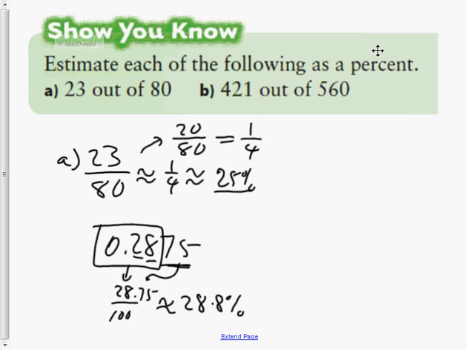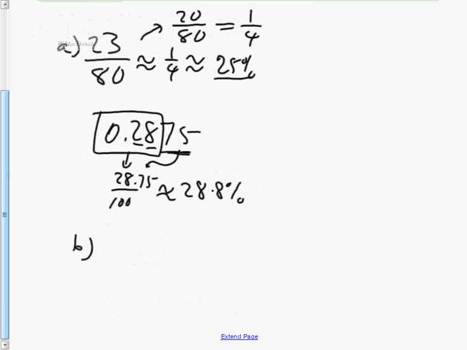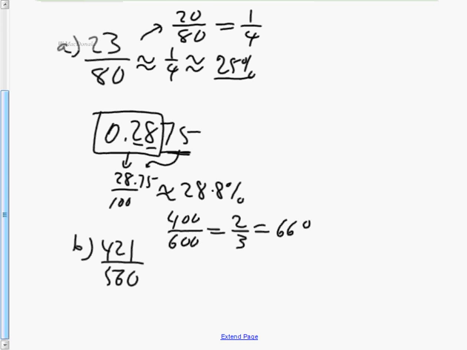The next one says 421 out of 560. So B is 421 out of 560. For this one, I'm going to make it 400 out of 600, which is approximately 2/3. So therefore, I know that this is going to be roughly 66%, or 66.6 repeating percent.